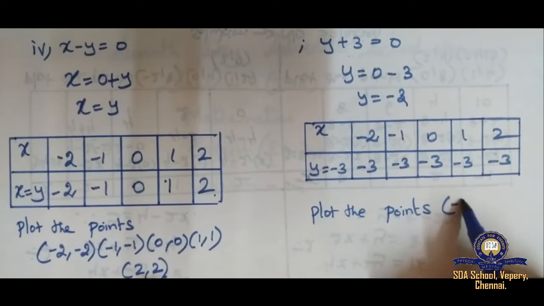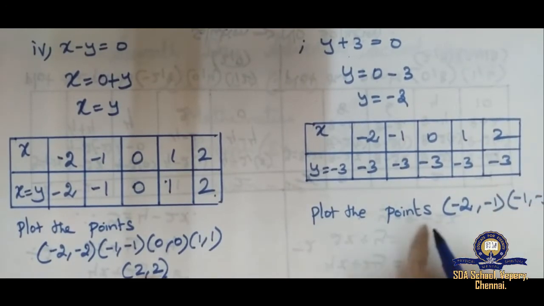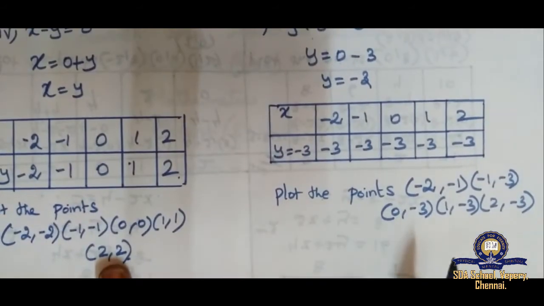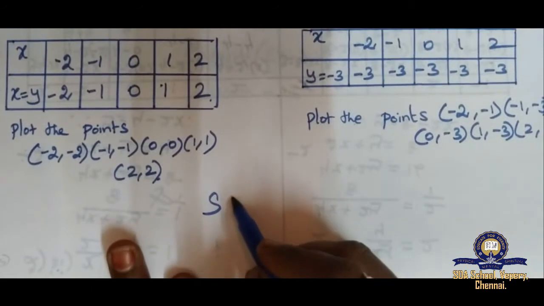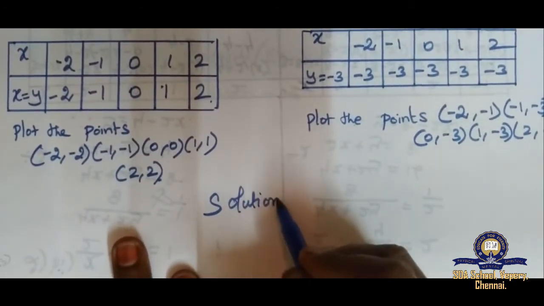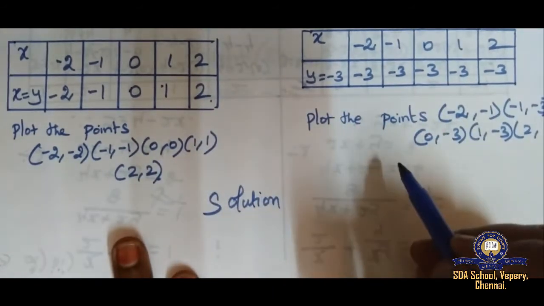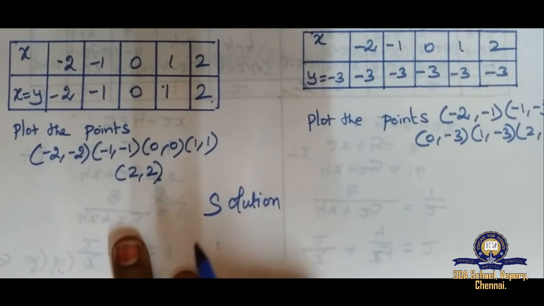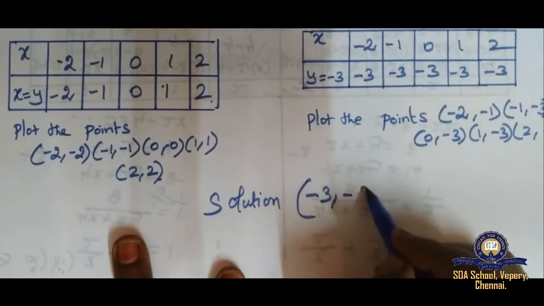Here we are going to plot the points minus 2, minus 3, minus 1, minus 3, 0, minus 3, 1, minus 3, 2, minus 3. These are the points to plot. After that, what will you get as a solution? After plotting the points, join each equation separately, and then you should extend the lines and see what solution you are getting. What is the x value and what is the y value you will get?